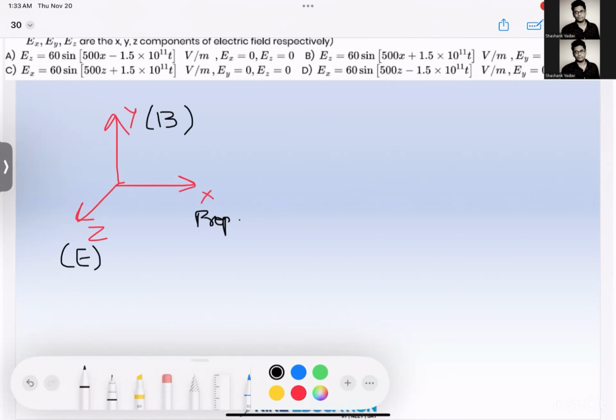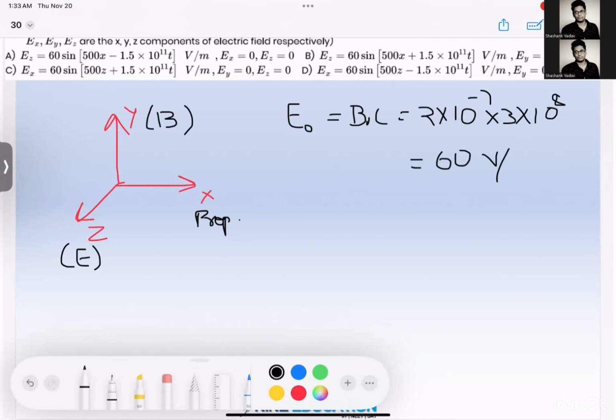And the magnitude of maximum electric field is simply given as B naught into speed of light. Here B naught is given as 2 into 10 power minus 7, and speed of light is 3 into 10 power 8. Therefore, it is going to be 60 volt per meter. Therefore, E must be equal to E naught 60 into sine 500x plus 1.5 into 10 power 11 T volt per meter, which is B.